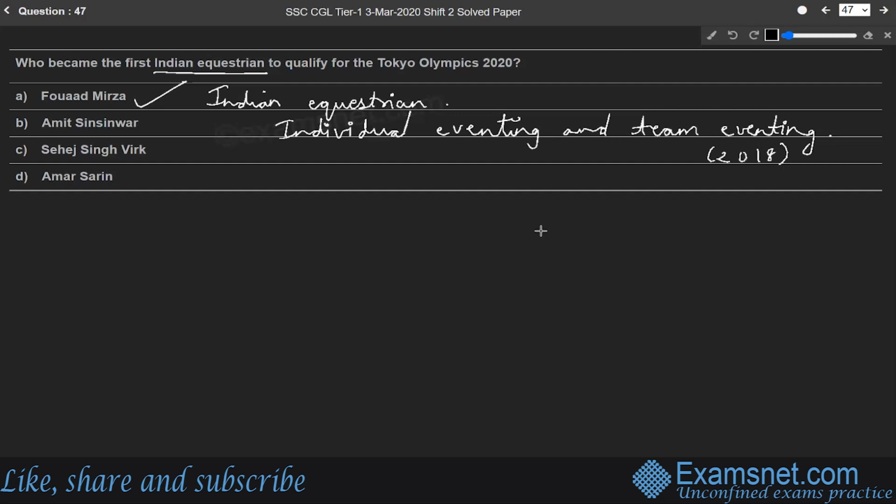Along with this, he became the first Indian since the year 1982 to win a medal in the individual event at the Asian Games. He was also given the Arjuna Award back in the year 2019. He was the first Indian equestrian to qualify for the Tokyo Olympics in the last 20 years. So for this question, the correct option is option A, which is Fouaad Mirza. I hope you are clear with this question.